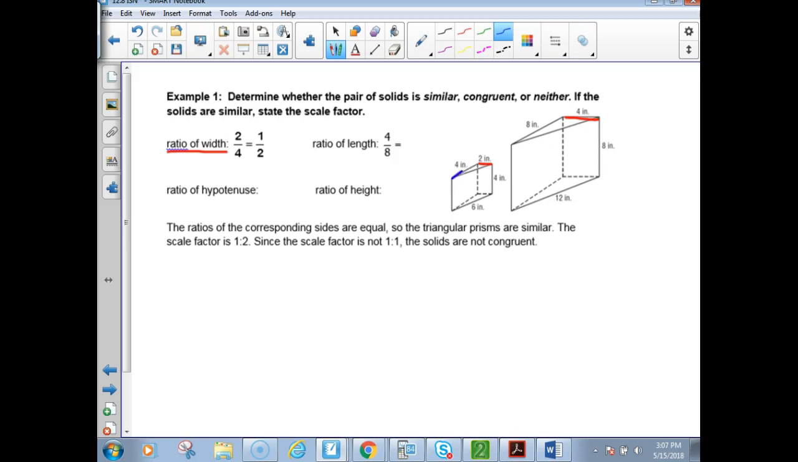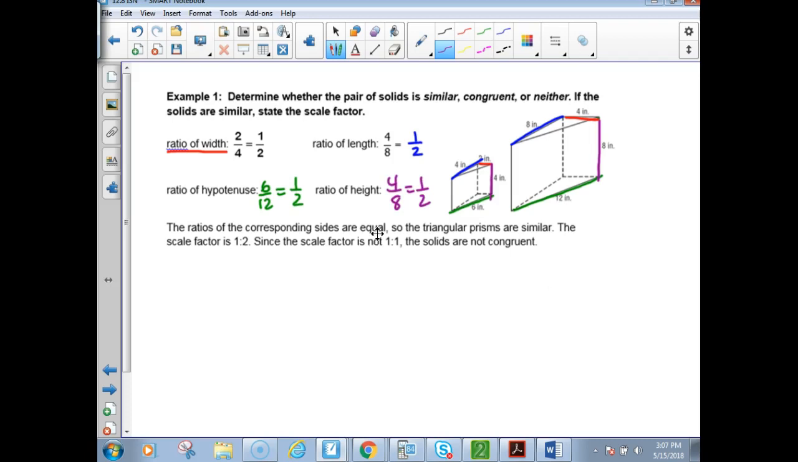The length would be the 4 here and the 8 here. So they did 4 over 8. That would reduce also to 1/2. The ratio of the hypotenuse, that would be the 6 and the 12. So that's 6 to 12, which also reduces to 1/2. And then finally, the heights, 4 and 8, there and there, are in the same ratio, 1 to 2.